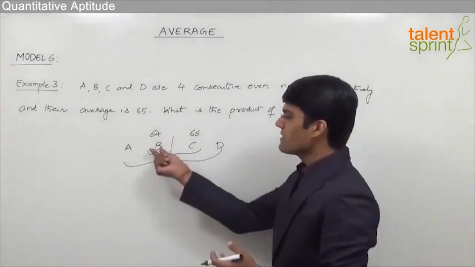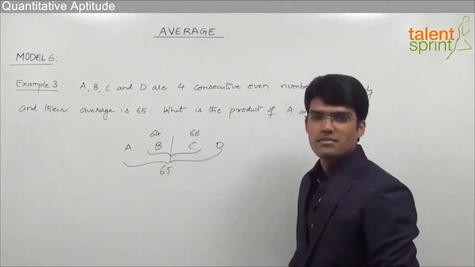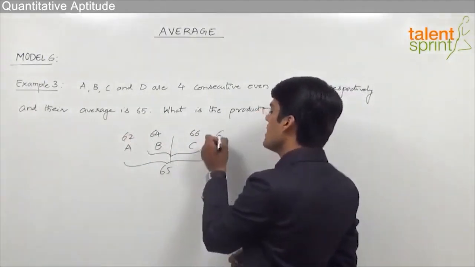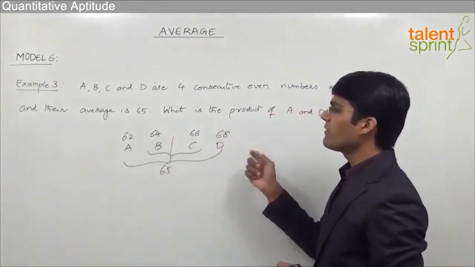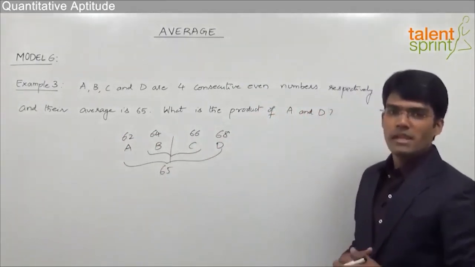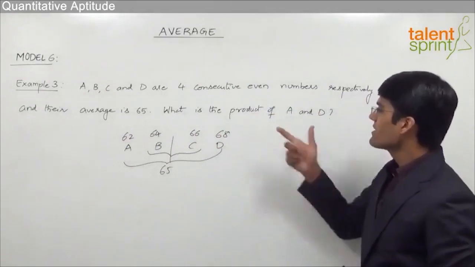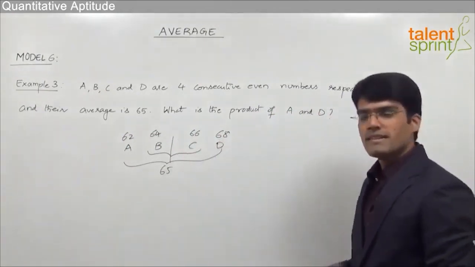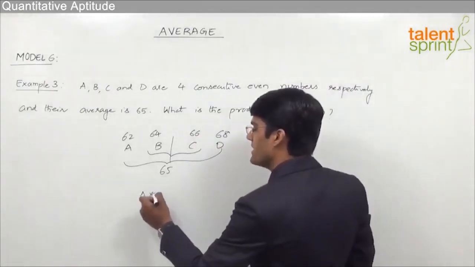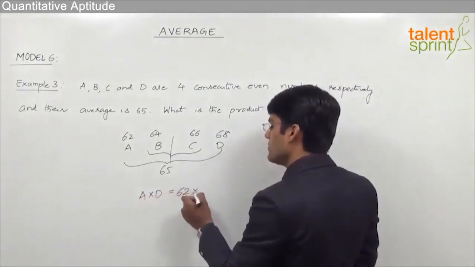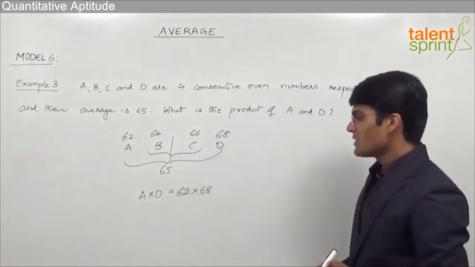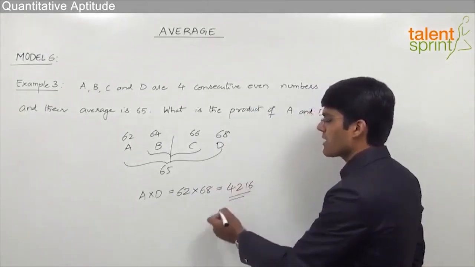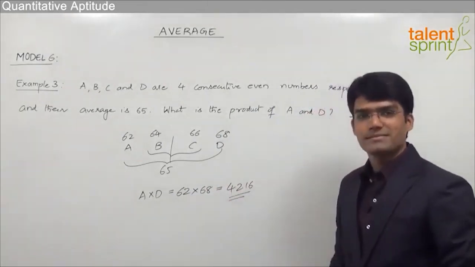So simply by observation we can say that B and C are 64 and 66 respectively. And similarly, A should be 62 and D should be 68, as these all form four consecutive even numbers. Now the question is, what is the product of A and D? We know that A is 62 and D is 68. So the product of A and D should be equal to 62 into 68. So the answer for this question should be 4216. That is nothing but the product of 62 and 68.